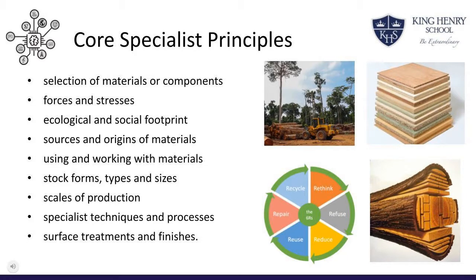Core Specialist Principles. You will need to gain in-depth knowledge of all of these principles in at least one material category. At King Henry, those material categories could be metal, timber, or plastics. This means that if you want to work predominantly with timber, you will need to know which types of trees timber comes from and how it is processed into workable forms. For example, where certain timbers are grown in the world, how it is felled, seasoned, transported, and what the cost is to the environment for growing and harvesting this material.